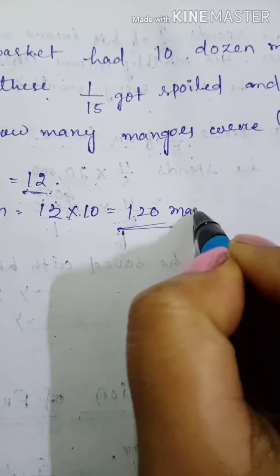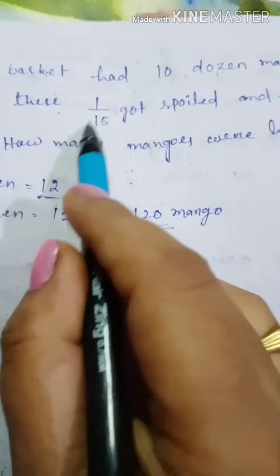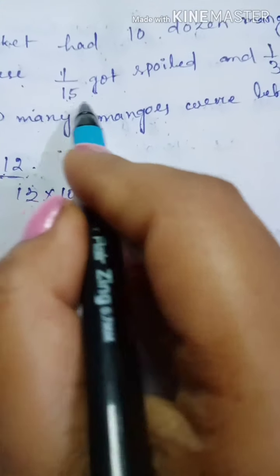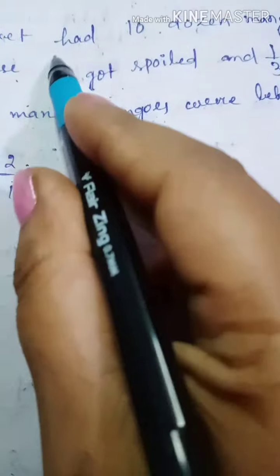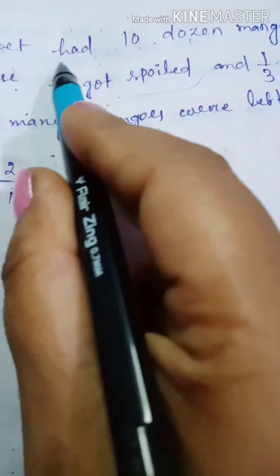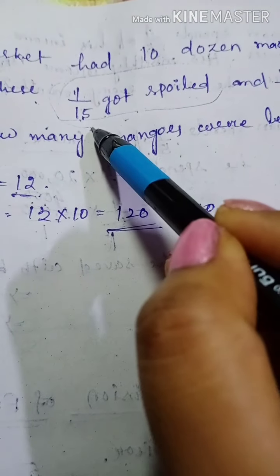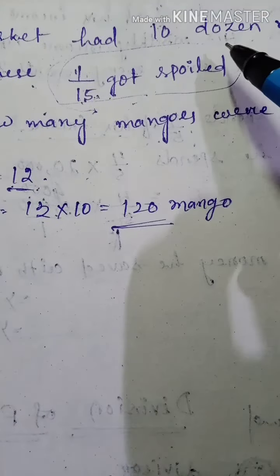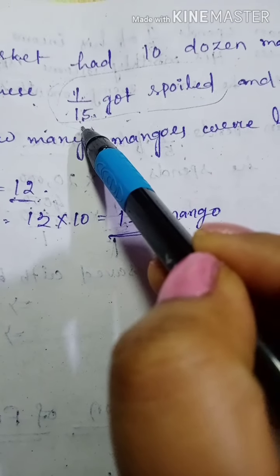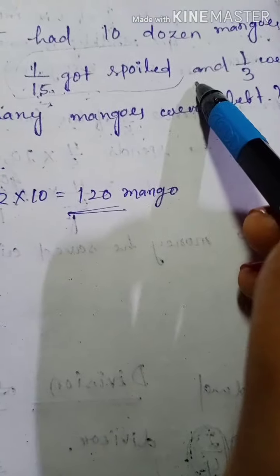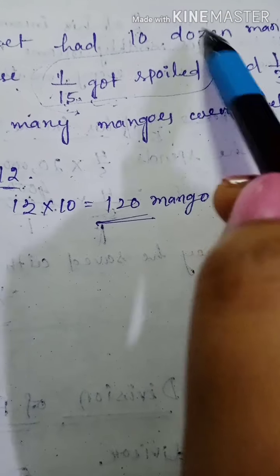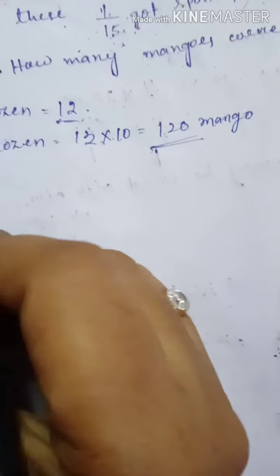Clear? In the basket. Next, out of this, 1 by 15 fraction got spoiled. How many mangoes got spoiled? The number is not given. It is only given as a fraction. So we have to change the fraction into a number. Here the question is 1 by 15 got spoiled, from the 10 dozen mangoes.